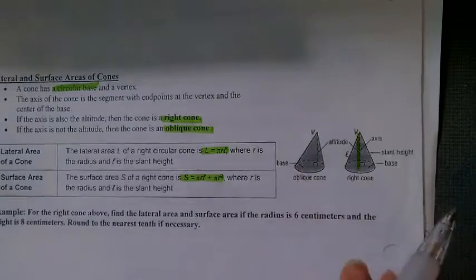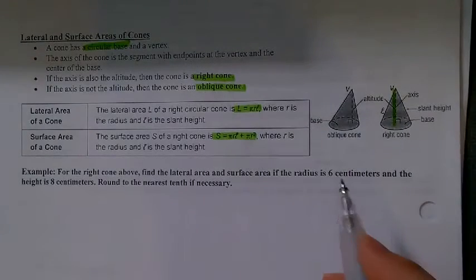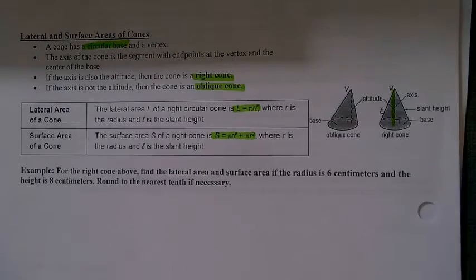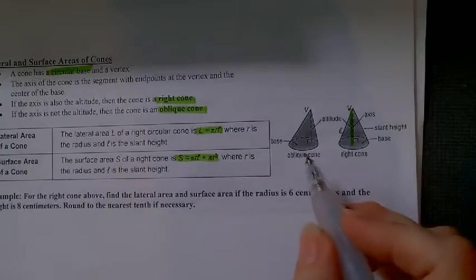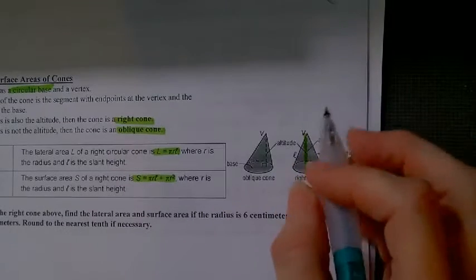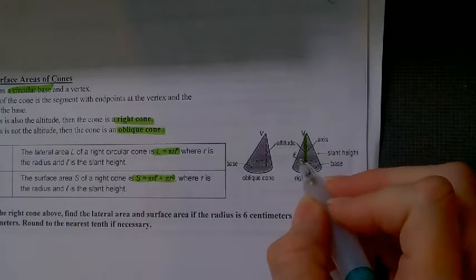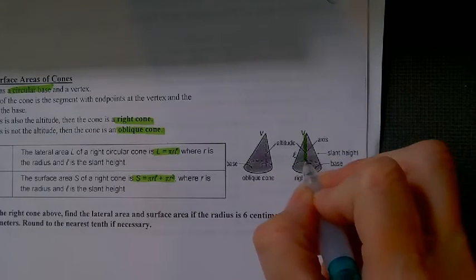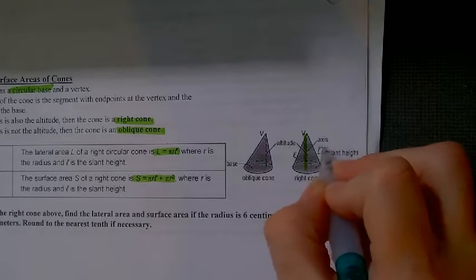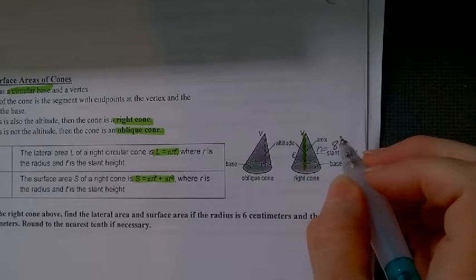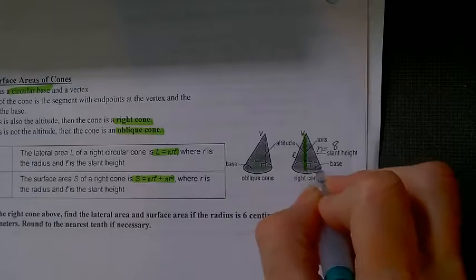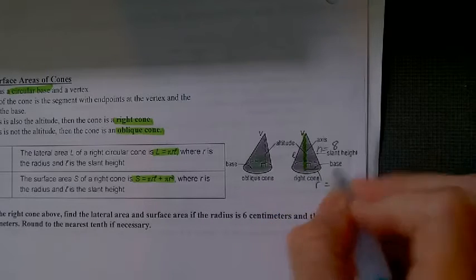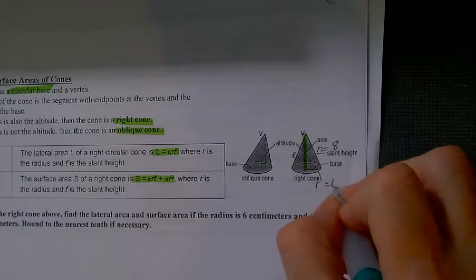For the right cone above, find the lateral and surface area if the radius is 6 centimeters and the height is 8 centimeters. Round to the nearest tenth if necessary. So I'm going to look over and refer to this cone right here. And I know that the height is 8. And my radius from here to here is 6 centimeters.